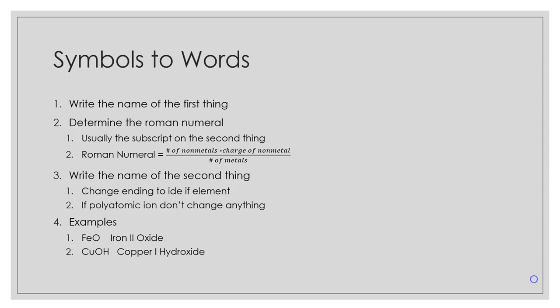The next one, special ionic nomenclature. Going from symbols to words is pretty much the same thing, but there is a little bit more that we have to do. We got to write the name of the first thing. Then we have to determine the Roman numeral. Like this first one, we have FeO. Fe is iron.